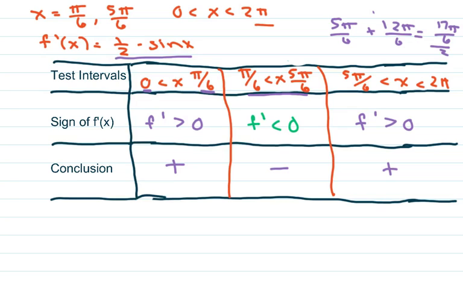So basically increasing from 0 to pi over 6, decreasing from pi over 6 to 5 pi over 6, and increasing on the third interval, that's between 5 pi over 6 and 2 pi.